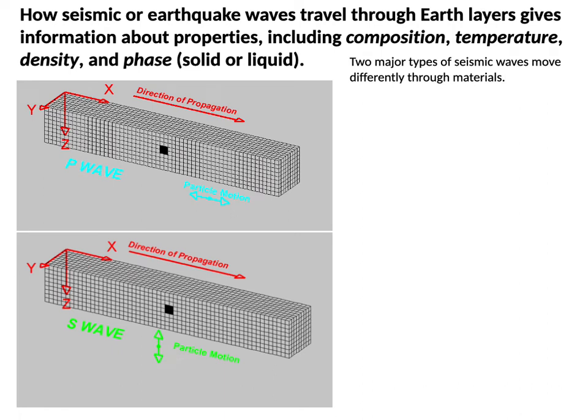There are P waves and S waves, and I've got a short animation here. Take a look at it and see if you can figure out some differences between how these are moving. It's not critical, it's not something you want to memorize, but just get the idea that they're moving differently.